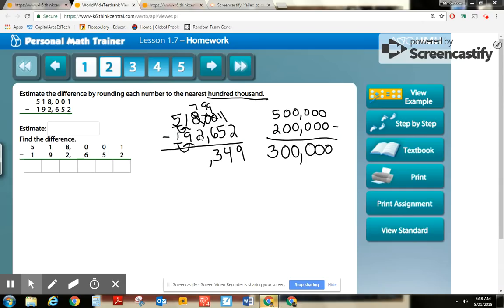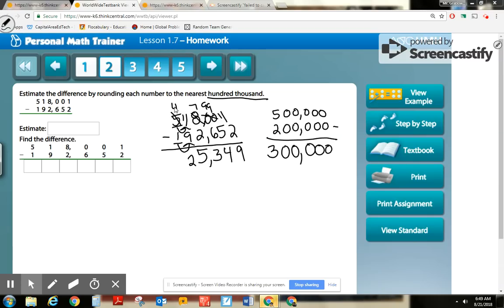So I bring my comma straight down. 7 take away 2 in the thousands place is 5,000. Can't do that. 1 take away 9 is not 8. You gotta be thoughtful. You gotta be paying attention. I need to go next door and I need to borrow. 11 take away 9 is 2.